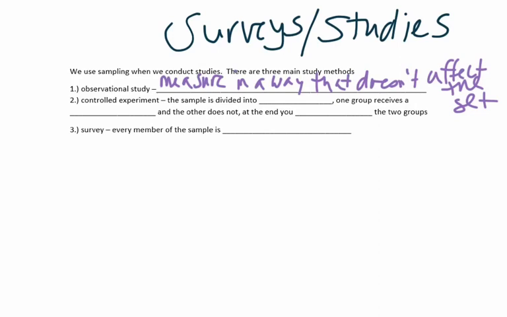You just watch. Then you have something called a controlled experiment. This is what you would do in your science classes, and if you were studying sociology and doing studies in that vein. In a controlled experiment, the sample is divided into two groups. One group receives a treatment and the other does not. And in the end, you compare the two groups.